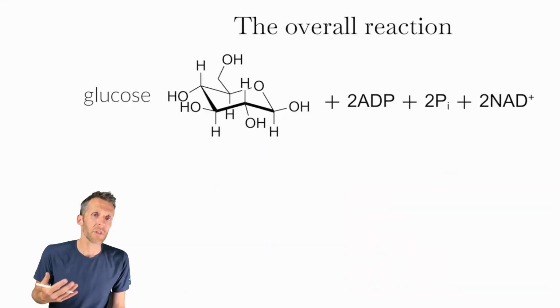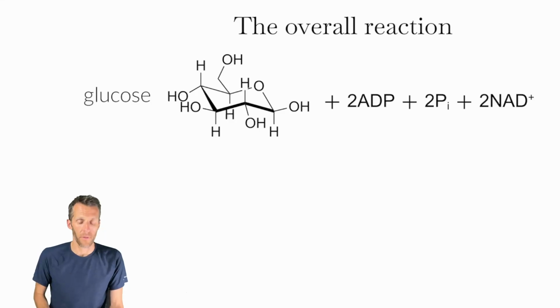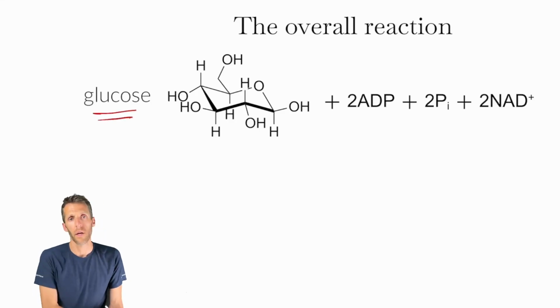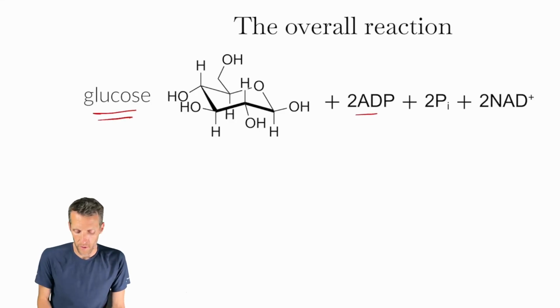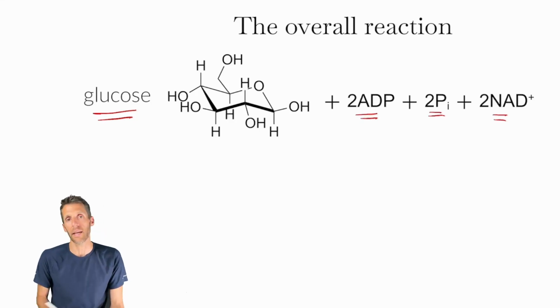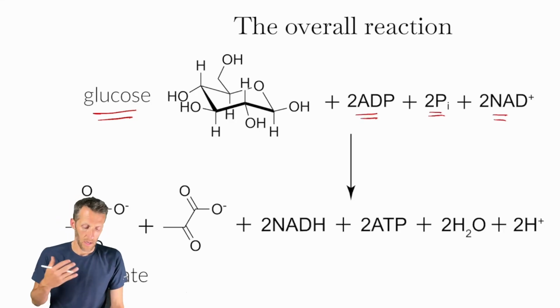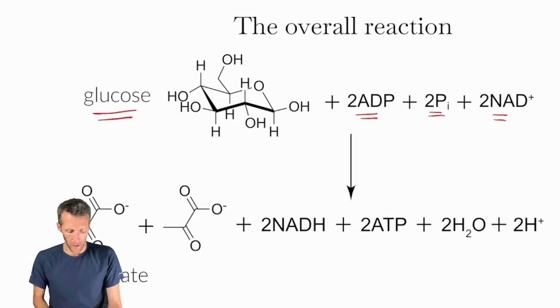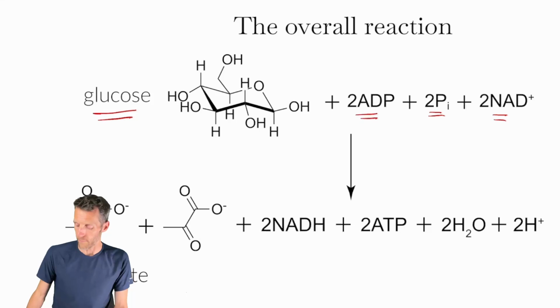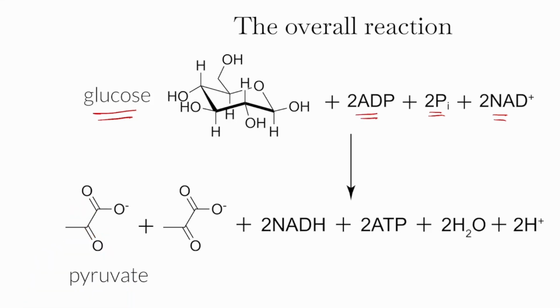So the overall reaction for glycolysis is as follows. A glucose molecule comes in with an ADP, 2 inorganic phosphates, and an NAD+. After the entire process of glycolysis, we end up with 2 pyruvates, 2 ATPs, 2 NADHs, as well as some spare parts that came out the other side.